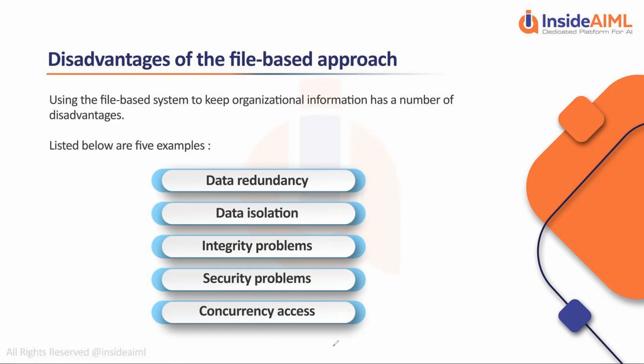So what are those disadvantages? There was data redundancy. The data was not isolated. The integrity, or the consistency, of data was not there. There were some security problems. And multiple users cannot access this concurrently. Okay, there was a problem. Now, let's see why this was a problem.